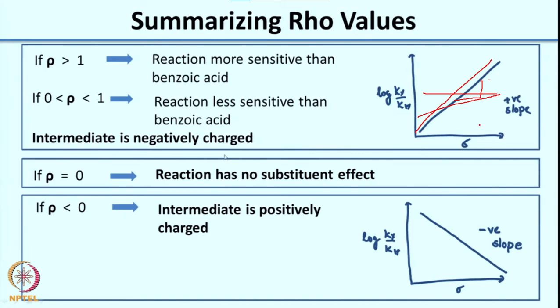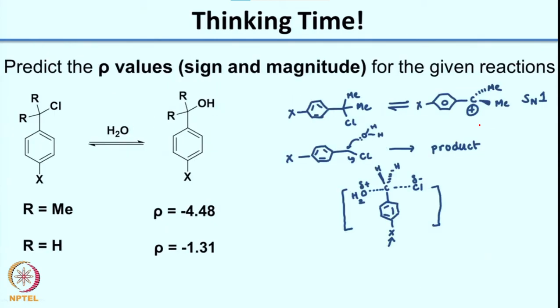So this is all about rho values in the Hammett constant, the Hammett reaction. Here you have to predict the rho value, sign and magnitude, for the given reactions. So what will be the rho value? First we will choose the one case where both the R groups are Me, the methyl group.